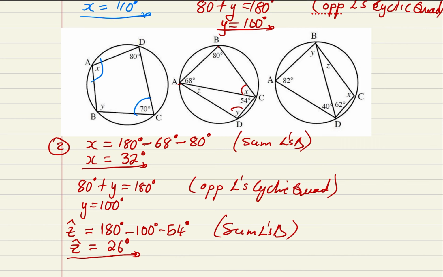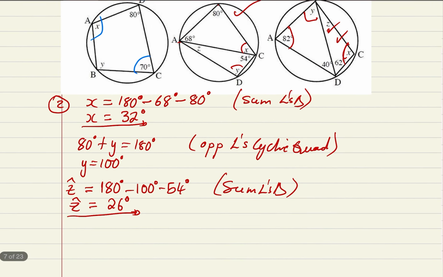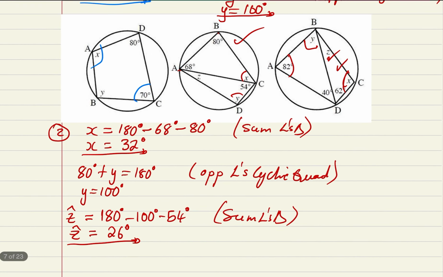Now let me leave this one because this one is a bit similar to that one. You start by finding y, then this one and that one equal 180 degrees, opposite angles of a cyclic quad. Then you'll find your z. Okay, so now let me continue to the other one. I hope you guys are grasping the concept.